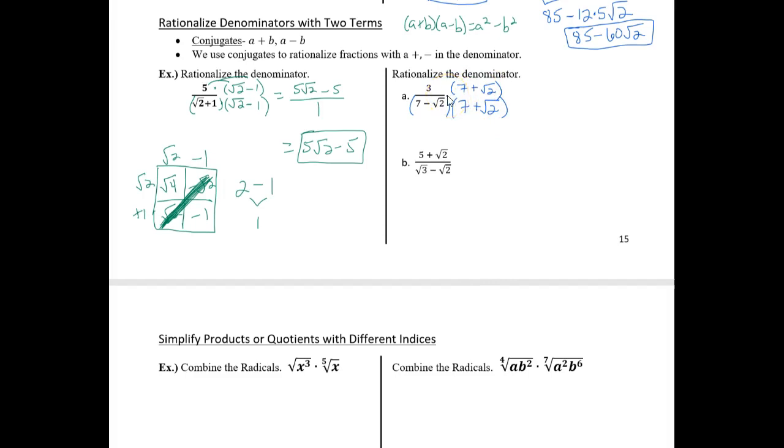Alright, we distribute. 3 times 7 is 21. 3 times square root of 2 is 3 square root of 2. In the denominator, I'm going to take a moment to write it on a different sheet of paper. So we're going to multiply out 7 minus the square root of 2, and 7 plus the square root of 2.